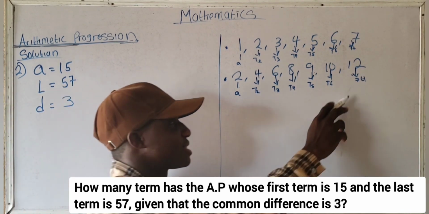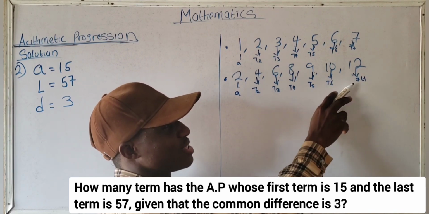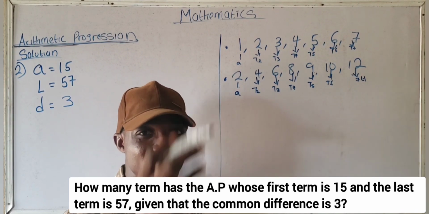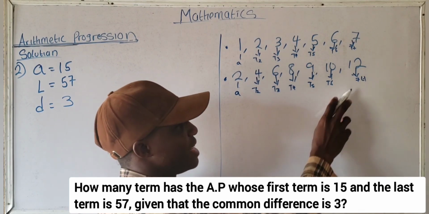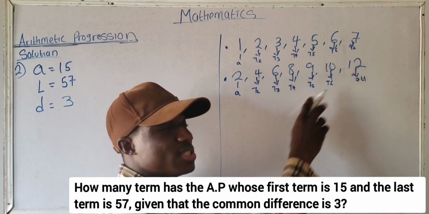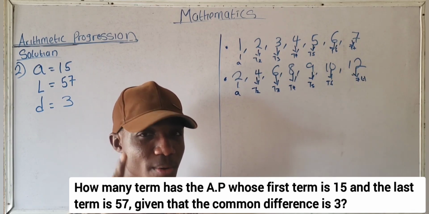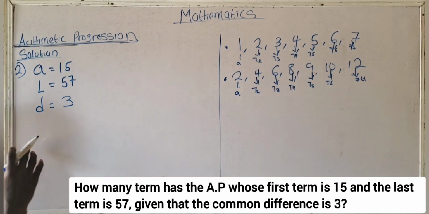So, the seventh term is what? Is 12, okay? So, don't say that because the seventh term is 12, the sequence contains 12 numbers. No, you will miss it, okay? The last term is the seventh term, and the seventh term is 12. The sequence contains 7 numbers. How many? It contains 7 terms. Now, let's go back to the question.